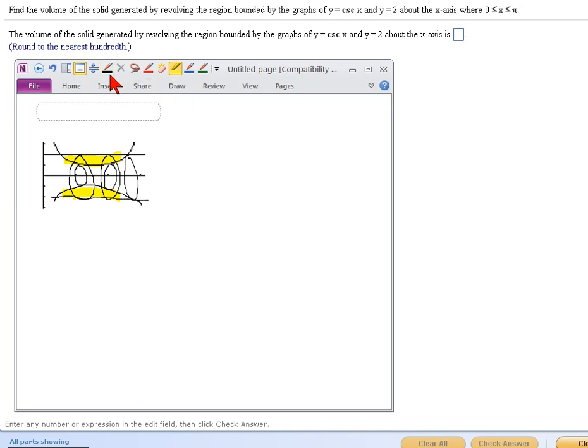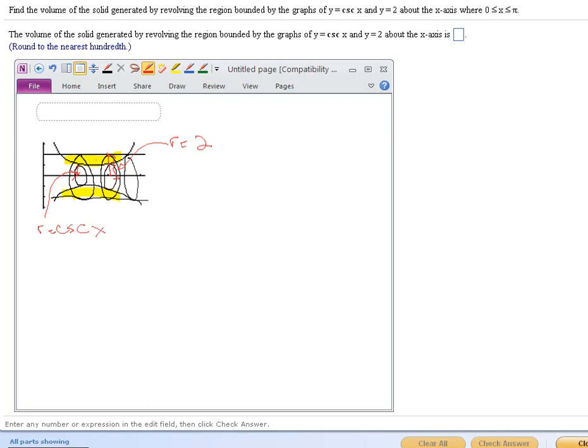Okay, so what you're going to need to do is, you've got this outer circle, which is right here. You want to think about an outer circle and its radius, which will just be length 2. And then the inner circle, its radius, the height of it, is just cosecant x, from 0 to cosecant x.